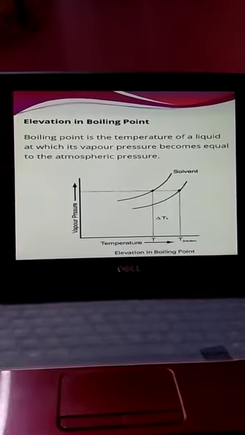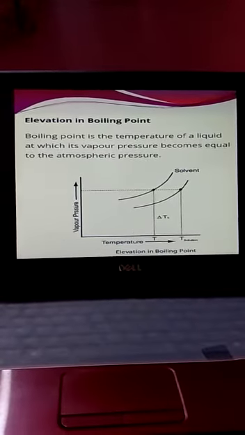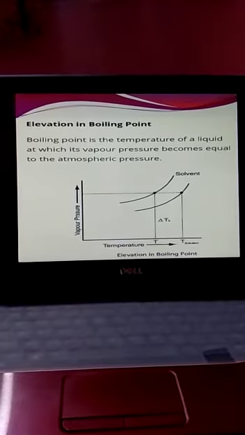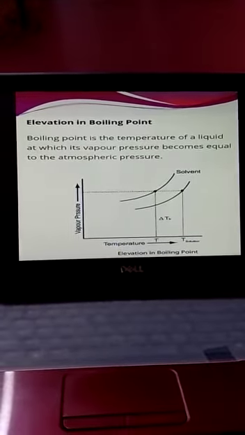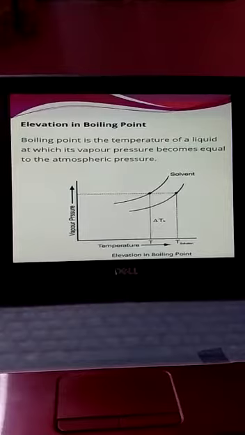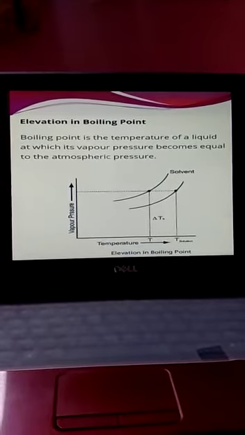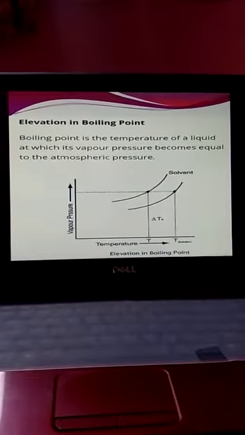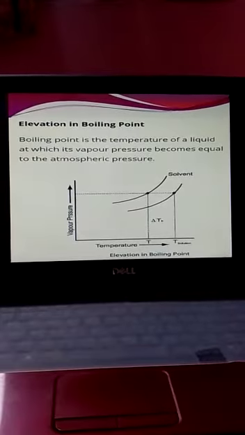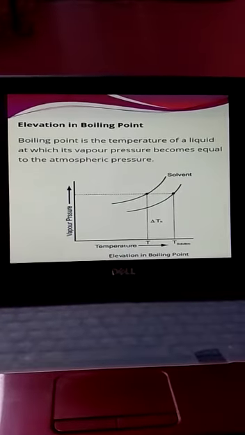Now, what is boiling point? The boiling point of a liquid may be defined as the temperature at which the vapor pressure becomes equal to atmospheric pressure. Now, when we plot the graph between vapor pressure and temperature, here we get two curves.